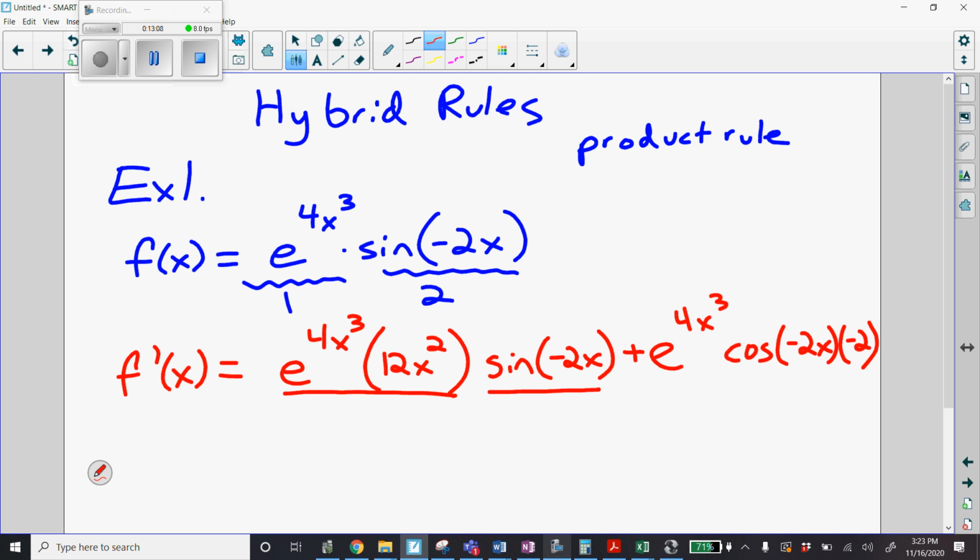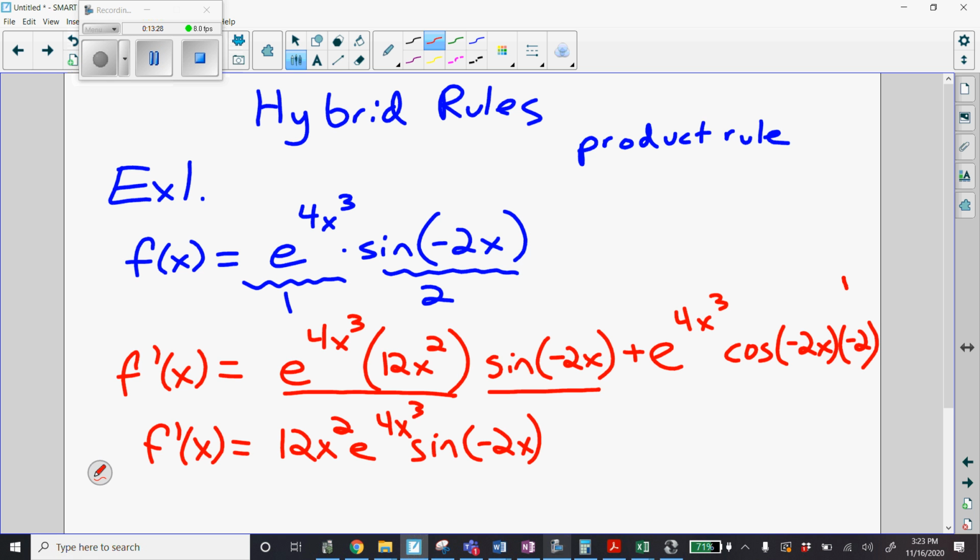Okay. So cleaning this thing up, it might look something like this. I'm going to call this 12x squared e to the 4x cubed sine of negative 2x. Now instead of writing a plus here, I see that this times negative 2 is going to make my whole term negative, so I'm just going to call this minus. I'm going to put that 2 up front, 2e to the 4x cubed cosine of negative 2x.